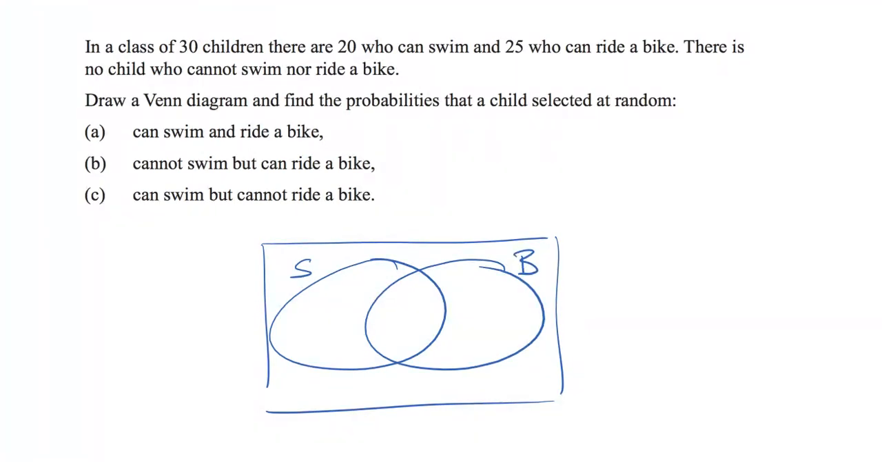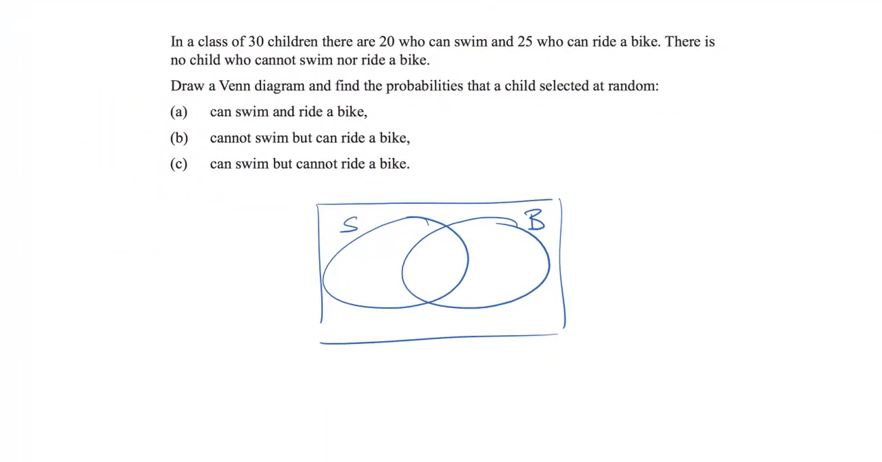Okay, now we know that that entire swimming circle adds up to 20, and we also know the biking circle adds up to 25. But we can't yet figure out what's going on in each of those particular sections, so we're going to use a little bit of algebra. So let's think of that intersection as being x. Well, that means that if our swimmers add up to 20, then this area here must be 20 minus that x. And if our bikers add up to 25, well, that means that this area on the right-hand side is going to be 25 minus x.